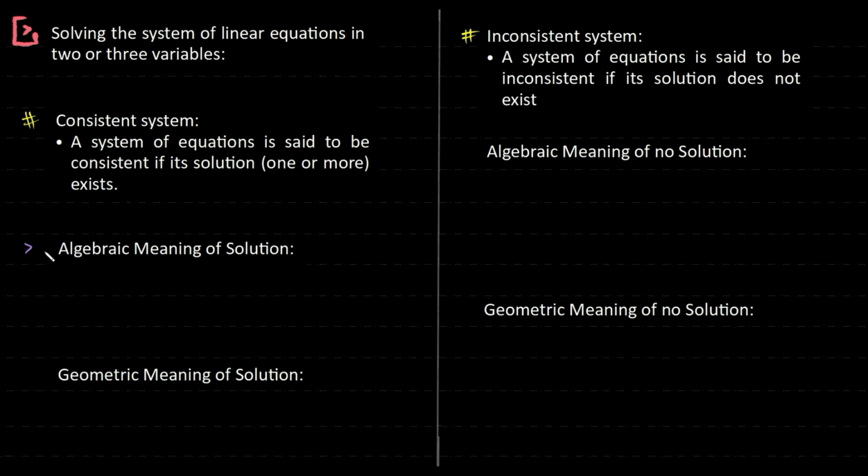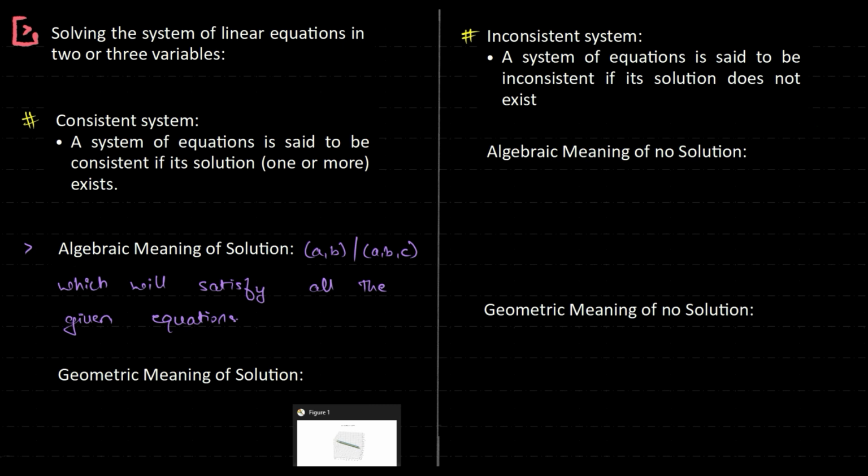What does it mean algebraically? Basically, we can get a, b or a, b, c, that is a single value or a set of values, which will satisfy all the given equations. Okay, what does it mean? Let me show this, which you guys have already seen actually.